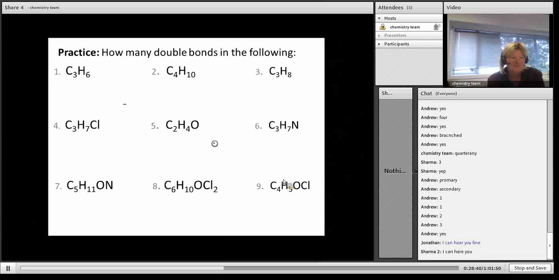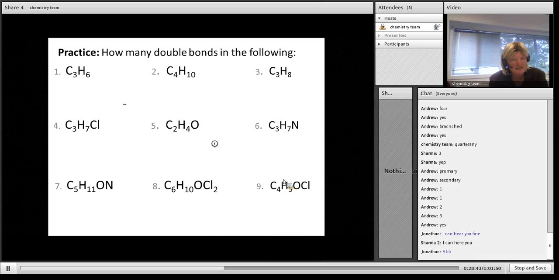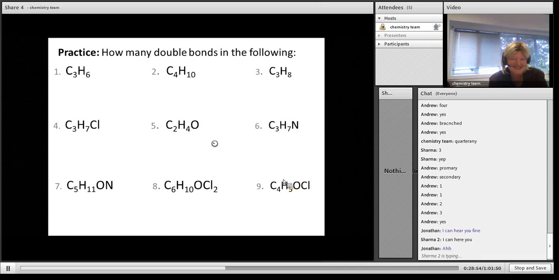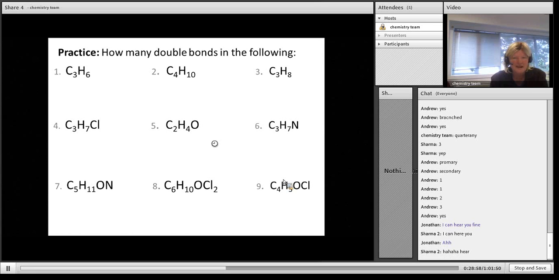Okay, so let's hope you remember those formulae of CnH2n, CnH2n plus 2, CnH2n minus 2, and of course when we use the oxygens, the halogens, and the nitrogens. So, number 1, how many double bonds are present in the first molecule, C3H6?